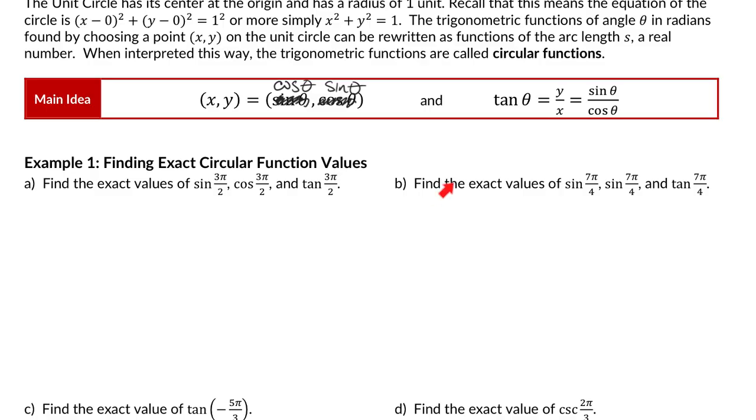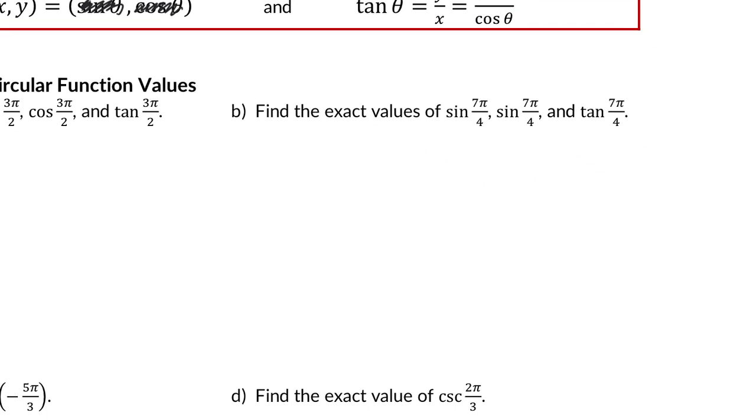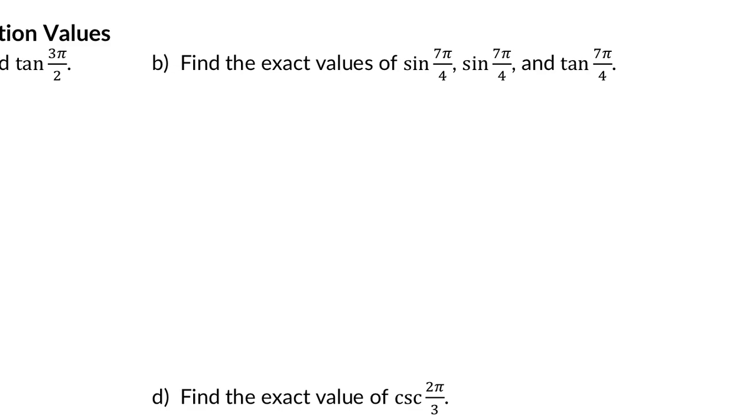And we're actually going to start off with the B question here that says find the exact values of sine of 7 pi over 4. That should say cosine of 7 pi over 4. Wow, that's the second typo already, and we just got started. Cosine of 7 pi over 4 and tangent of 7 pi over 4.